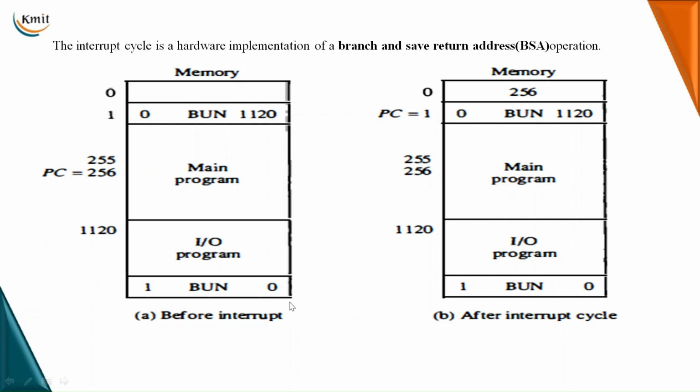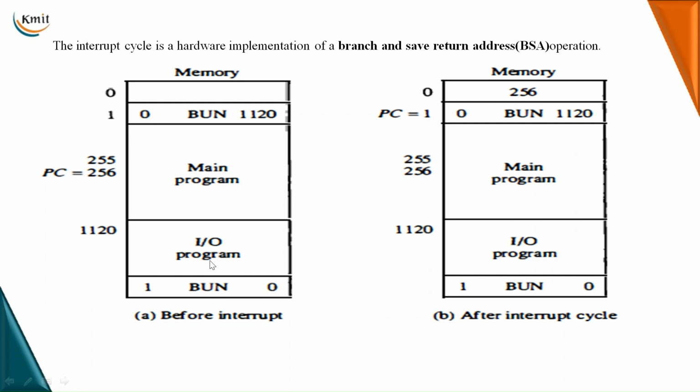If you see the memory here, before an interrupt has occurred, this is your main program, which the CPU is currently executing. Consider the CPU is executing instruction 255 of the main program. Whenever 255 is being executed, the program counter points to the address of the next instruction, which is 256. So this is my main program. This is my input output routine program that has to be executed when there is an interrupt.